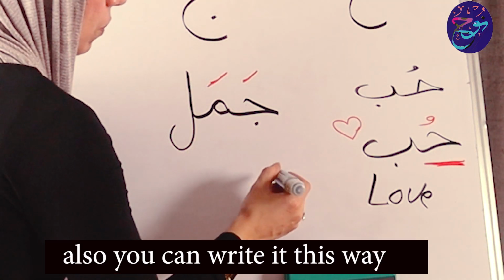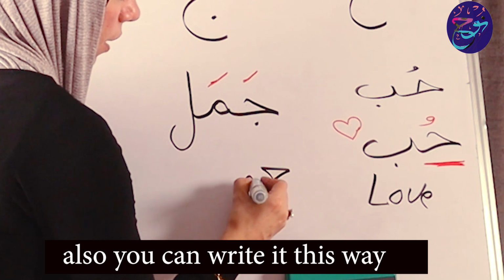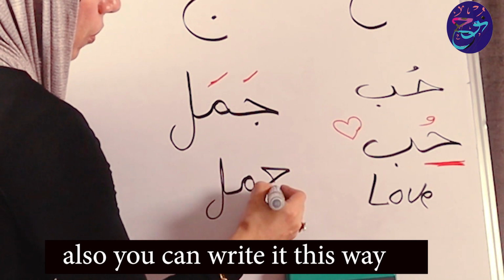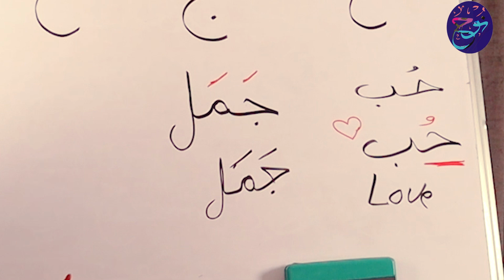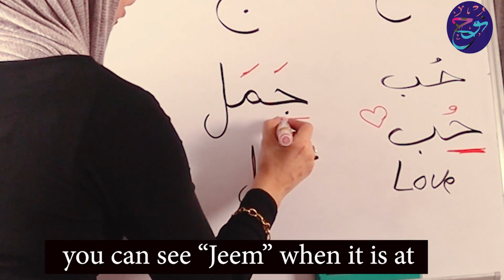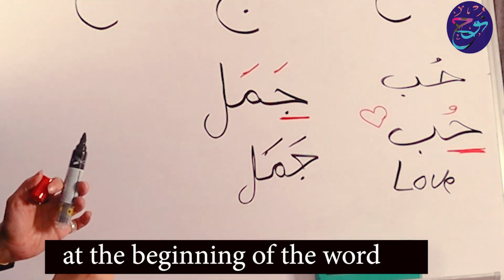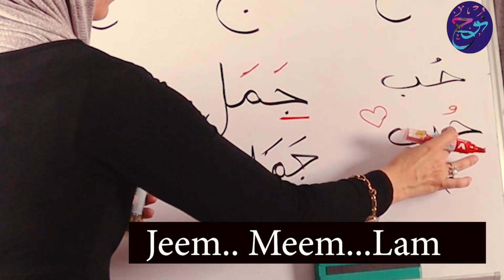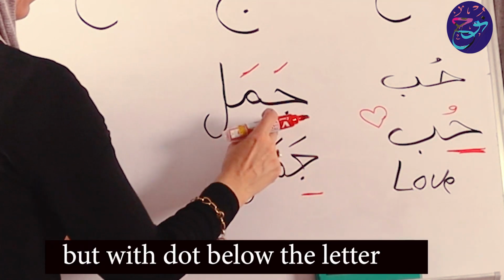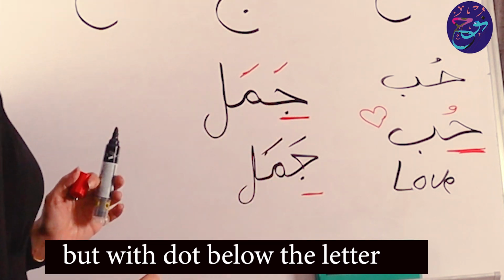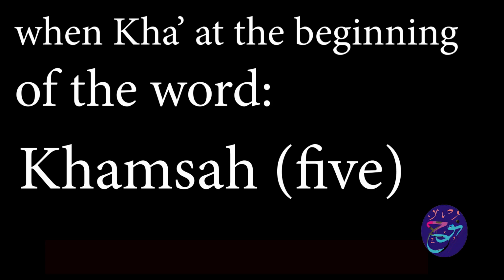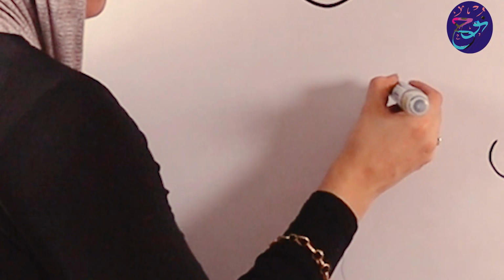And of course, as we said, you can write it this way. Also, it's correct. Jamal. And you can see here the jeem, when jeem is at the beginning of the word, it's the same way of writing ha, but with a dot below. For the letter kha, when kha is at the beginning of the word, we have the word khamsa, which is 5, number 5.